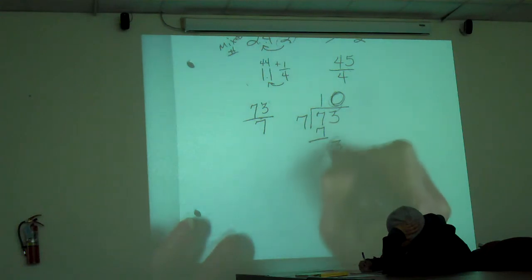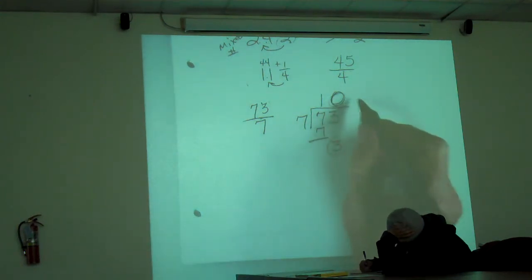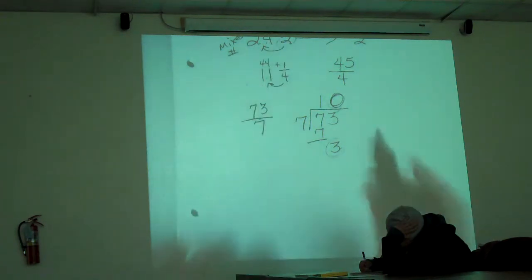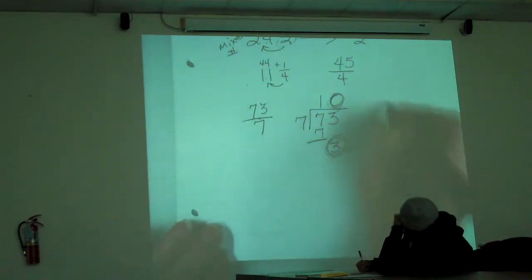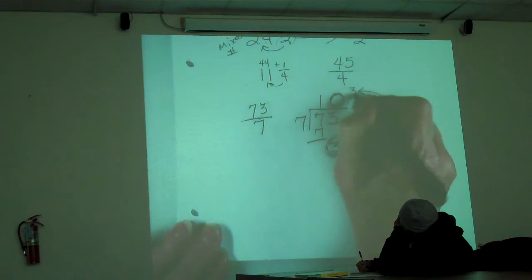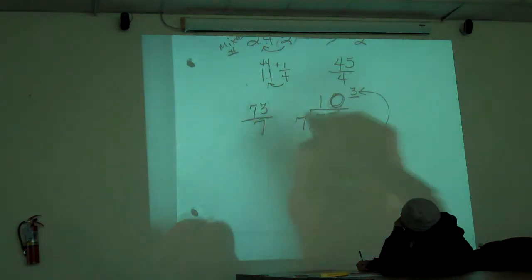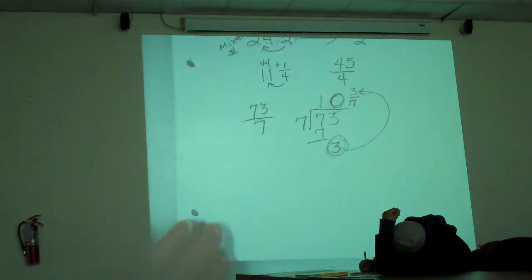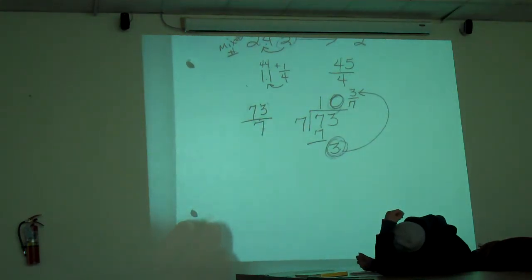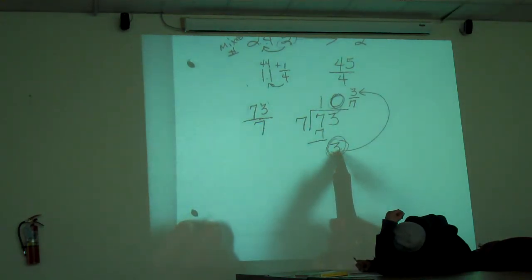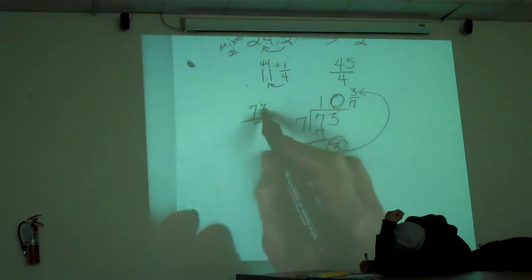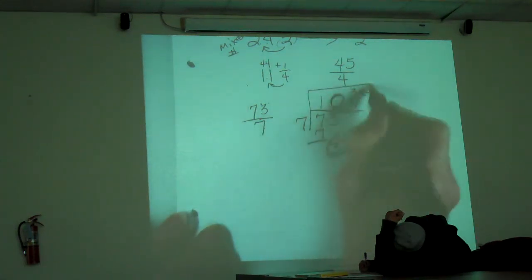Okay, this remainder, don't write it as a remainder. Remember, we're putting a mixed number. We need a fraction. This number goes on top of the fraction. And the 7 stays on the bottom. You still have the 7 as your denominator. So you have the remainder over the number you're dividing by. So 73 over 7 is 10 and 3/7.